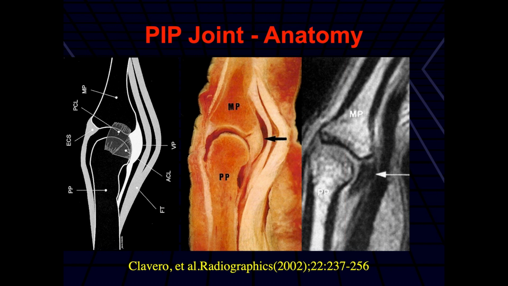Okay, so why don't we continue moving distally? Here's the proximal interphalangeal joint. And again, we can see the collateral ligaments here. And then there's a volar plate that we talked about before. And then there are the flexor tendons.